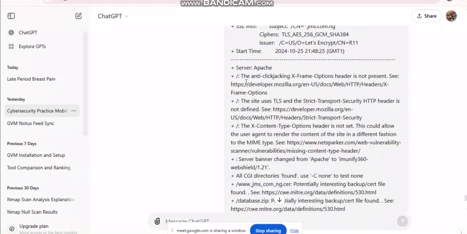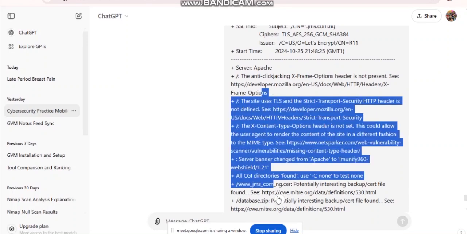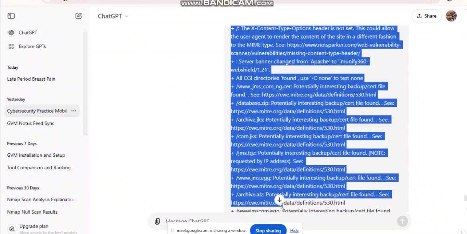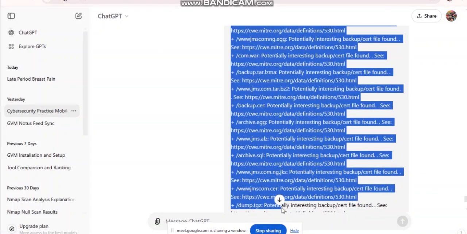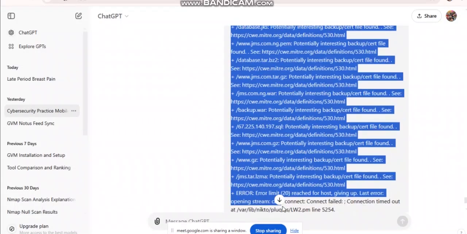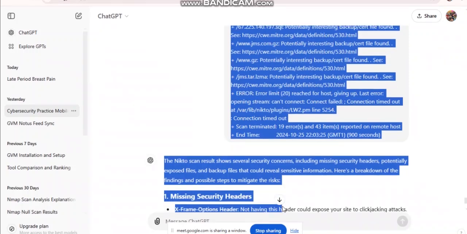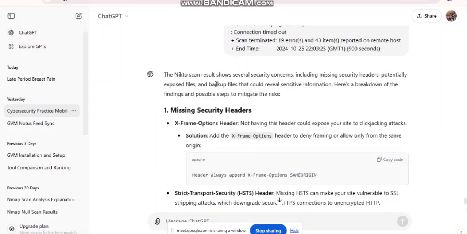Now, going through these results one after the other, I might not be able to quickly see some of the vulnerabilities there. You see the anti-clickjacking, server Apache. It found server Apache, which is anti-clickjacking, X-Frame-Options. So many of these results you saw. So I now told ChatGPT to look into it and sieve it out for me as a document, bringing out what it found inside the scanning, whether there are vulnerabilities. So it says the Nikto scan result shows several security concerns.